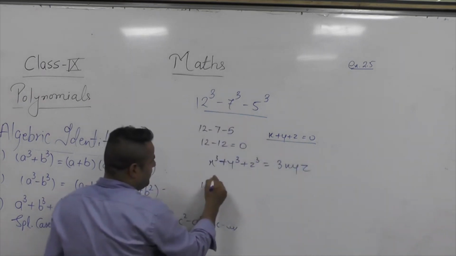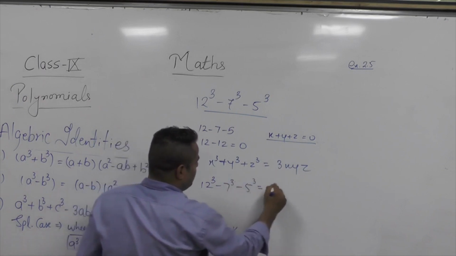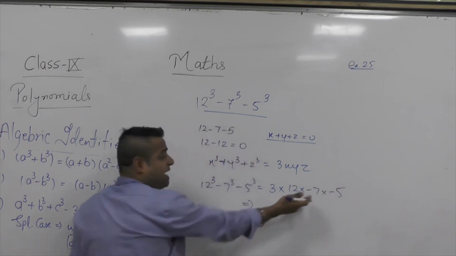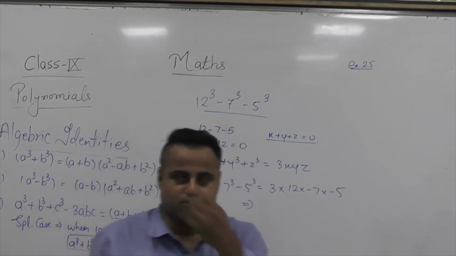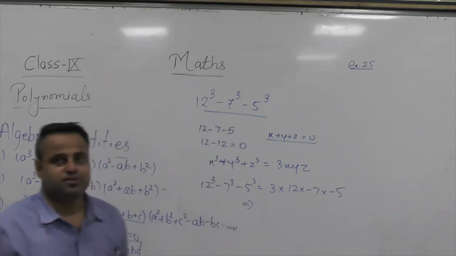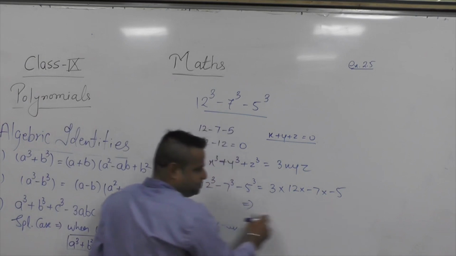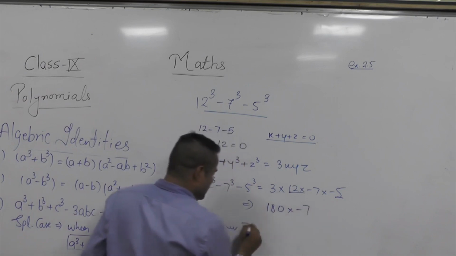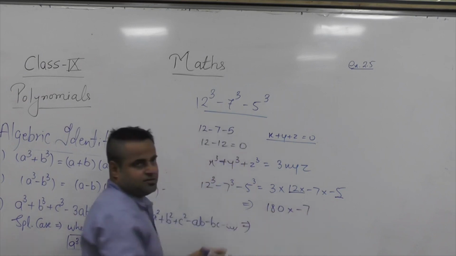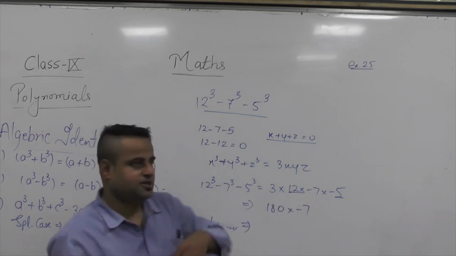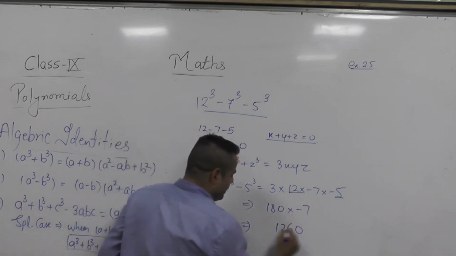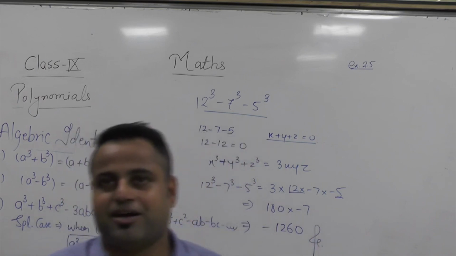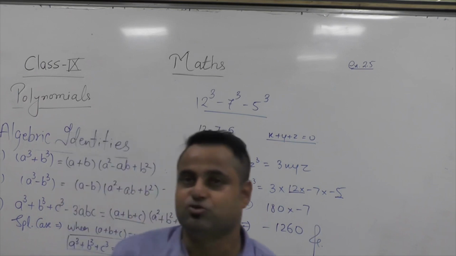So for 12 cube minus 7 cube minus 5 cube, we can just write it as 3 into 12 into minus 7 into minus 5. Don't forget to take signs also, otherwise your answer's sign will come incorrect. Now, just multiply it. 12 5s are 60, 60 3s are 180, into minus 7. 180 7s, you can separate it as 70 and 7 8s are 56. It will become 1260. So minus 1260 is your answer for that question. So please keep trying to solve questions by using the identities.